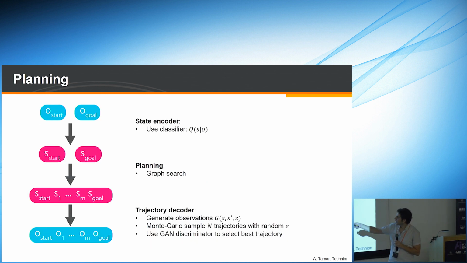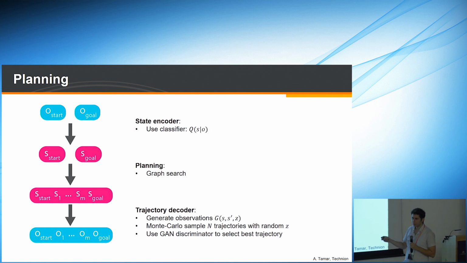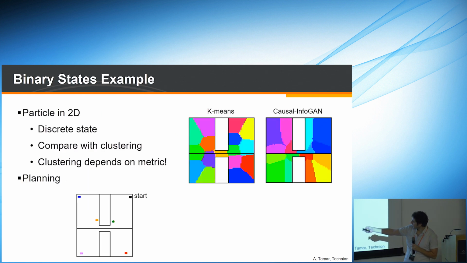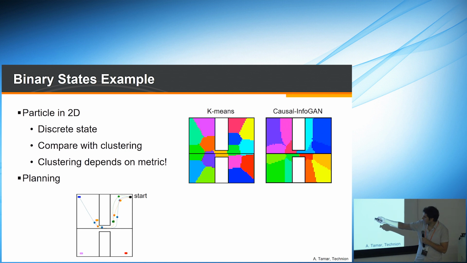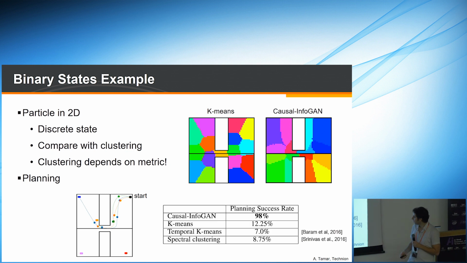So how do we plan? We take our start and goal observations, and we map them to their start and goal states using our classifier Q. Then we plan using search on a graph. And once we have a plan in the latent space, we map it back to observation space using our generator in the GAN. So here's, for example, how it looked. These are start and goal positions, and these are the trajectories that it generated. You see that it never found a trajectory to the bottom goals because that's not possible in this model. So this is just an example of the generality of this model.